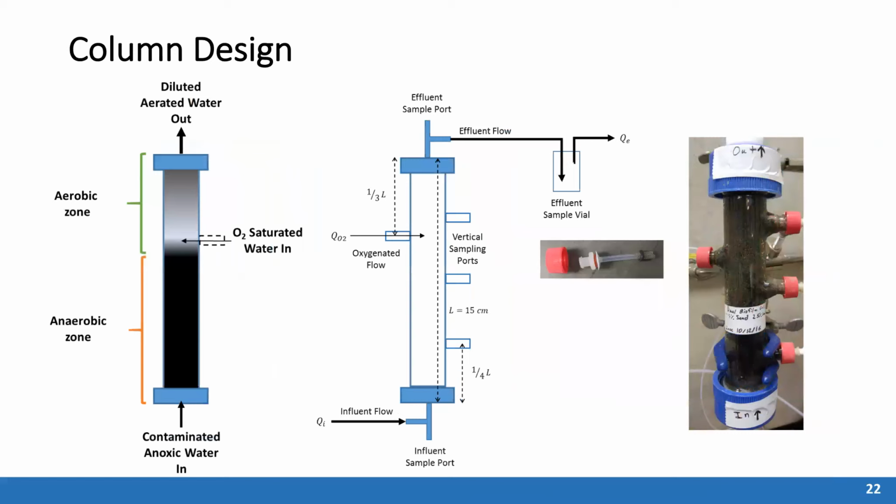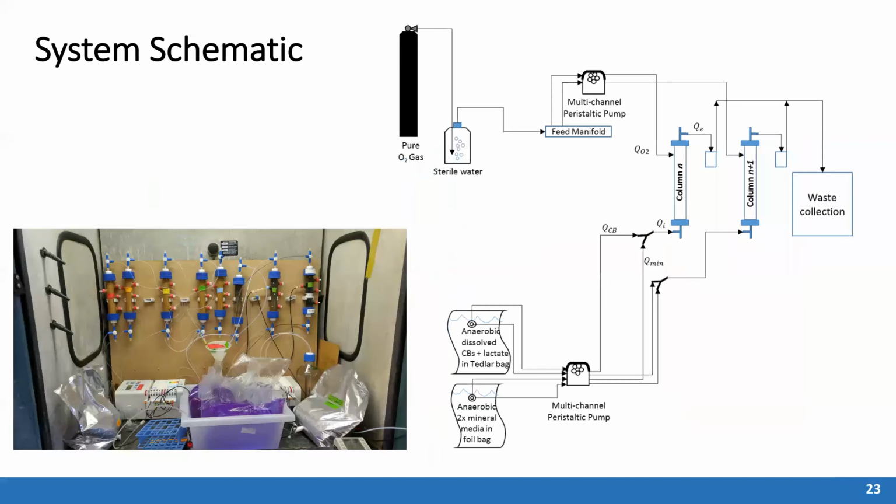So here's a little more detail about the column design. These columns are 15 centimeters in length, and about a third of the length from the top is where the oxygen water is injected. They're upflow columns, and the feed at the bottom contains a trichlorobenzene, and then we're looking at transformations in the column, and with the oxygen, we get the aerobic degradation. We have sampling ports located along the side so we can do vertical profiling of our contaminants and make mass balances with that. Stephen Chow really developed this system, and a lot of credit goes to him to be able to operate these columns. Here's another schematic of the system.